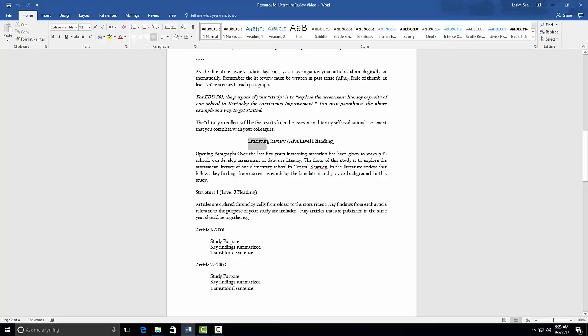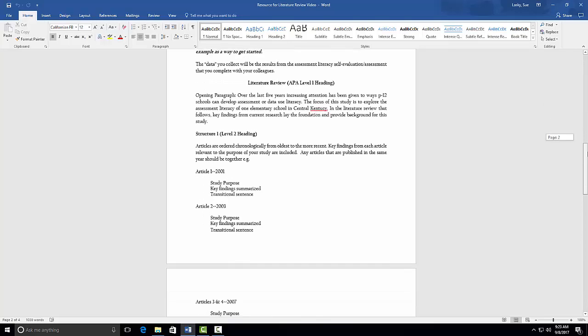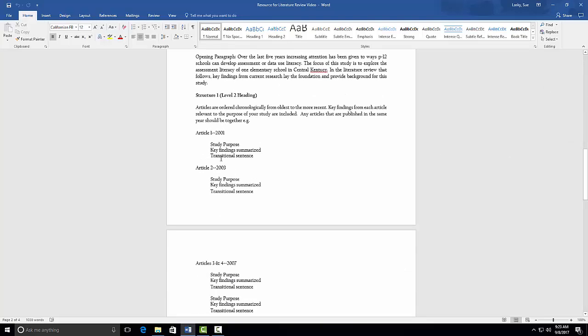So your lit review should have a level 1 heading. Literally, it says literature review. You have an opening paragraph. Next, this is structure 1. In this particular structure that I've laid out, the articles are ordered chronologically from oldest to the most recent. Key findings from each article relevant to the purpose of your study are included. Any articles that are published in the same year should be together.